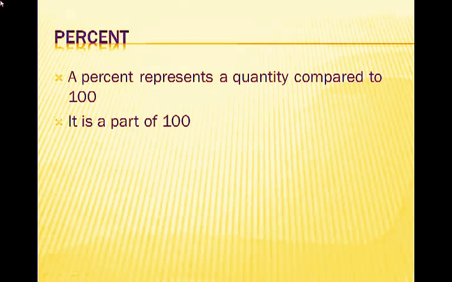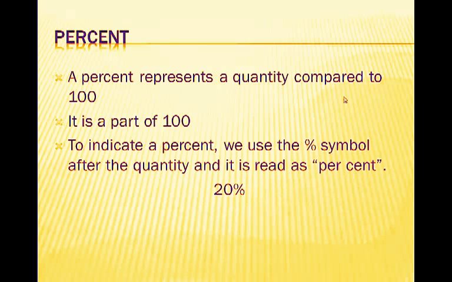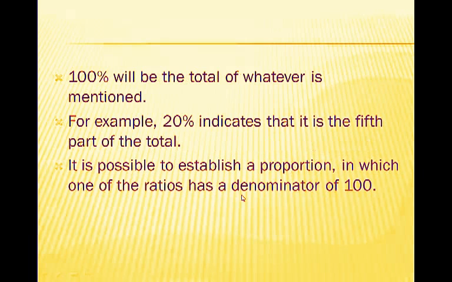A percent. A percent represents a quantity compared to 100. In other words, it's a part of 100. To indicate the percent, we use this symbol, and after the quantity, and it is read percent. In this case, it is read 20%. 100% will represent the total of whatever you're talking about. And for example, talking about the 20%, 20% indicates it is the fifth part of the total.